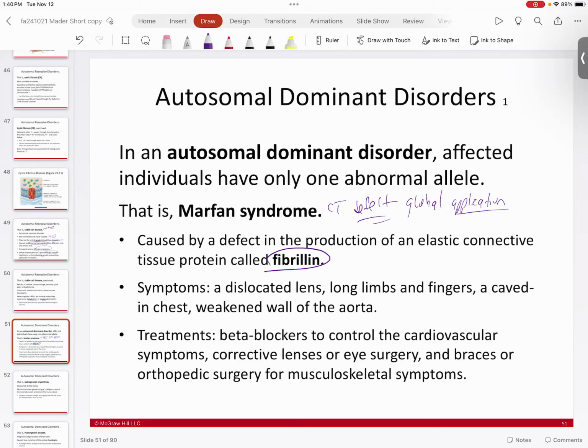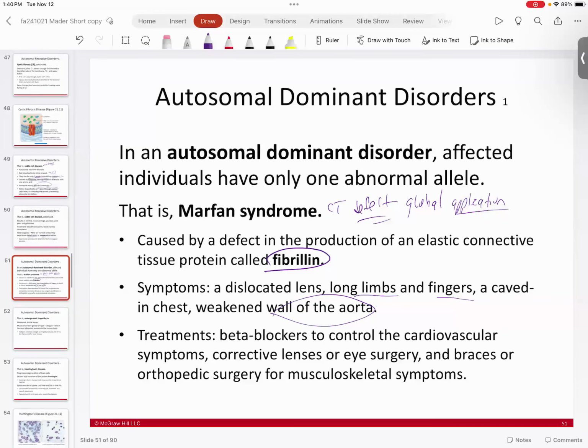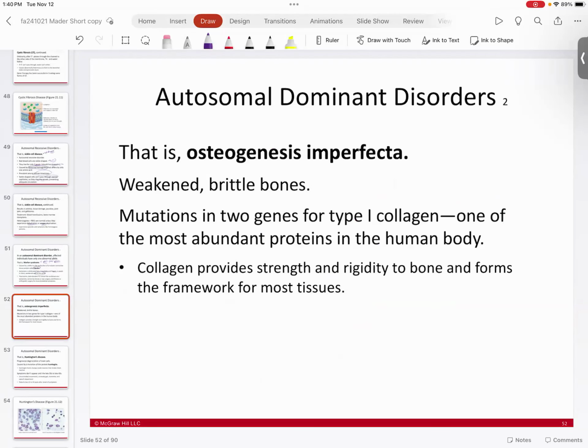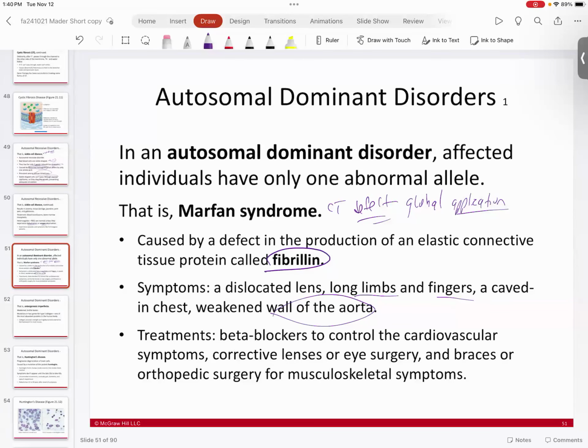So you can get lenses that are dislocated, you get long limbs and fingers, a caved chest, and a weakened wall of the aorta. That's a really bad one that can create cardiovascular episodes. So you can use beta blockers to help with your cardiovascular system, corrective lenses, and eye surgery. So you get a lot of different sort of connective tissue issues as well. And so a couple of things that you can do is you can get corrective lenses, obviously.